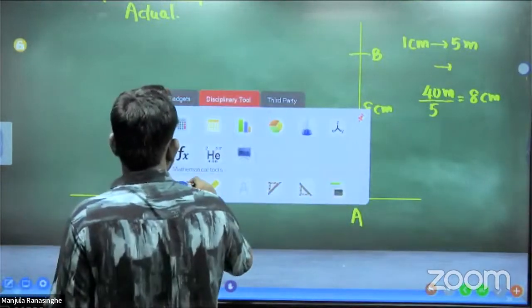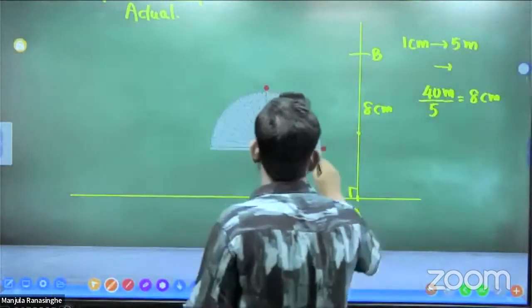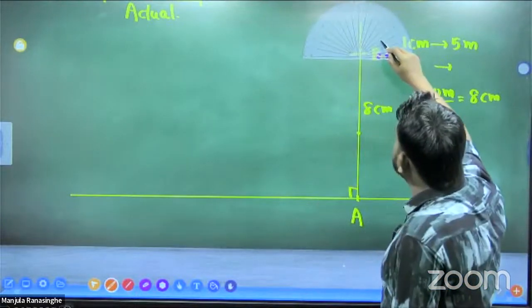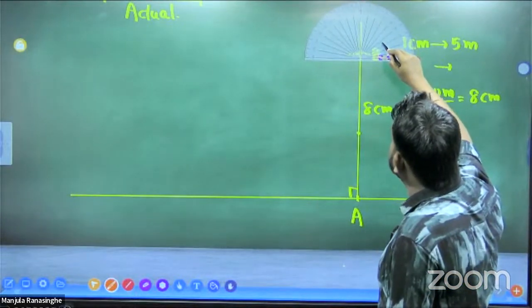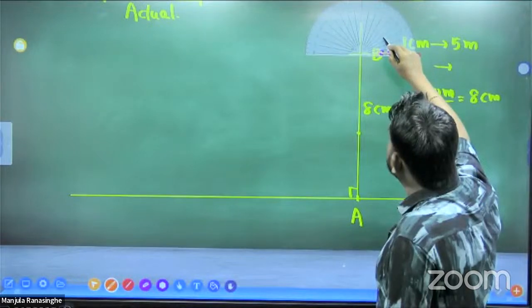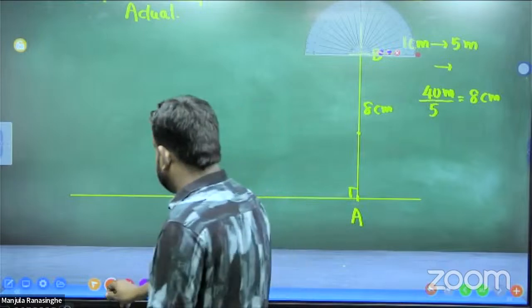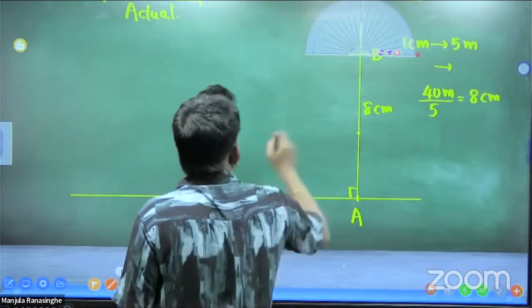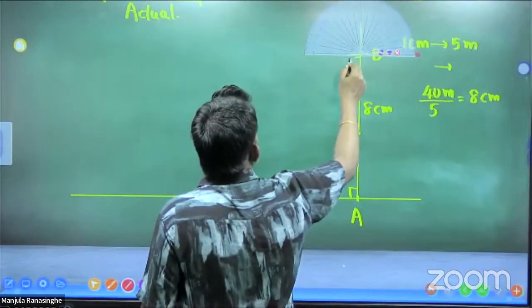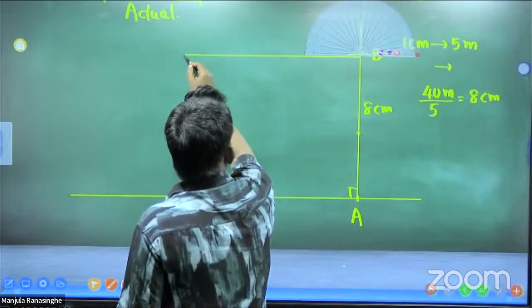You can use the tool, 90 degrees here. You bring it there and you can rotate this one. Or you can make 90 degrees here. Okay. And mark here. And you measure here to here.